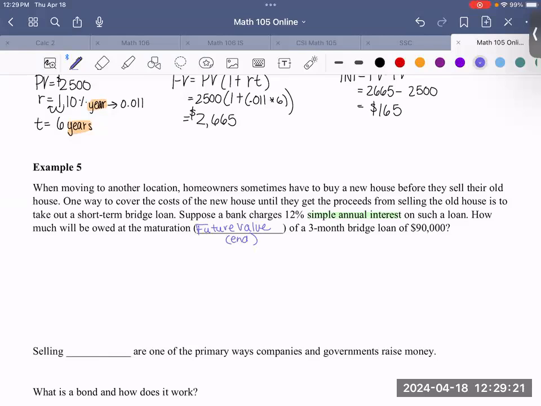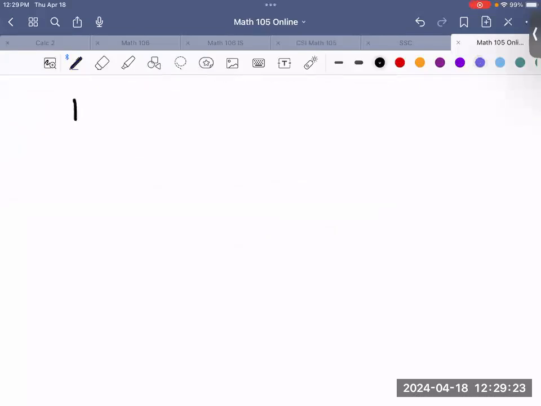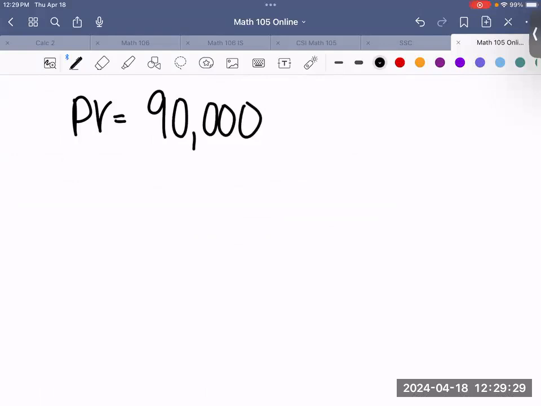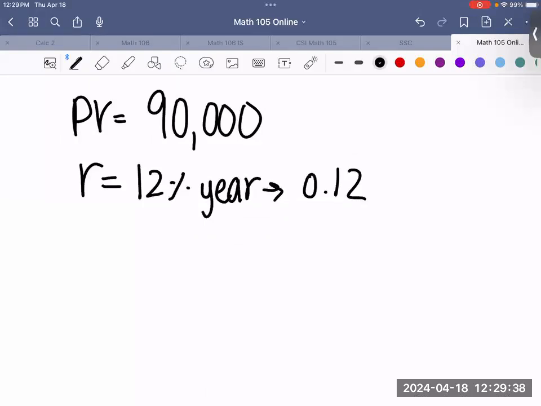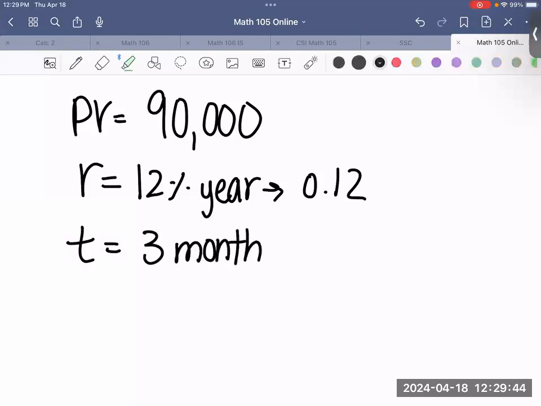On this one, be super careful. All right, so they've told us how much is in your bank account. They said we got 90,000, or on your loan, so sorry. Your rate, they said, is 12% per year, which is 0.12. And your T is equal to 3 months. All right, 3-month bridge loan. Notice that you have years here, but you have months here. So since they clash, you now have to convert. Mostly you convert your time into your rate, but it doesn't matter in the big scheme of things.